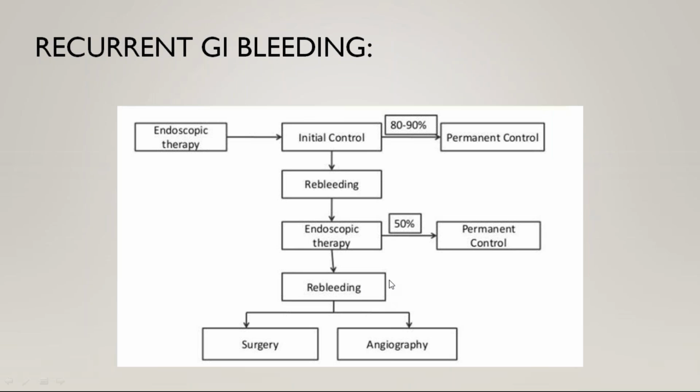Recurrent GI bleeding: when there is a recurrent GI bleed, follow the endoscopic therapy. If there is initial control, mostly 80 to 95% will progress to permanent control. If there is a rebleeding, again perform the endoscopic therapy with alternative methods. With a 50% chance of permanent control, if there is a rebleed, go for surgery or angiography. Thank you.